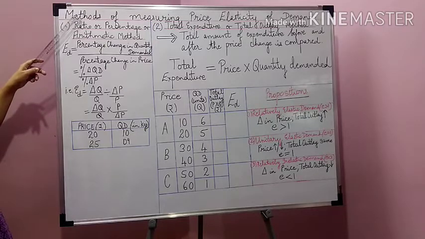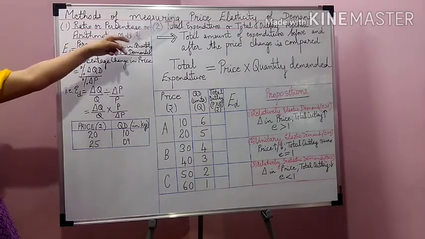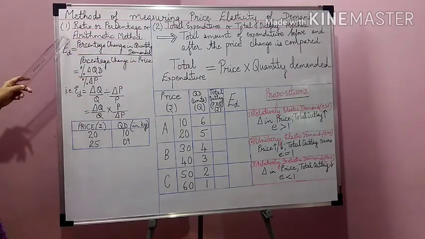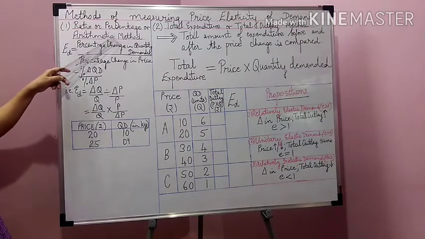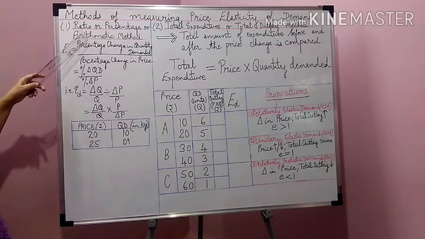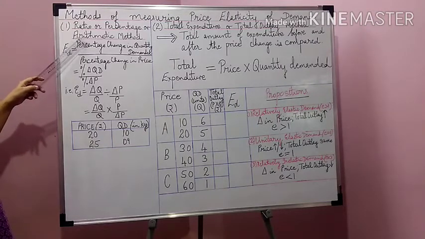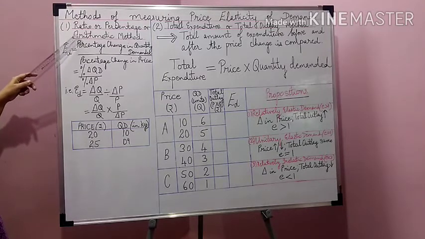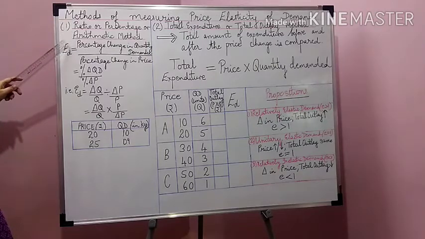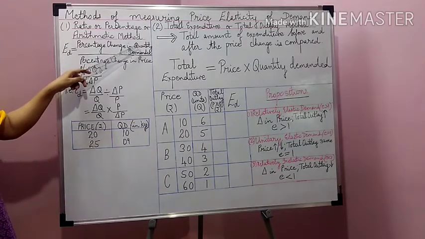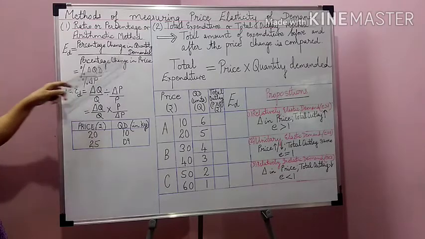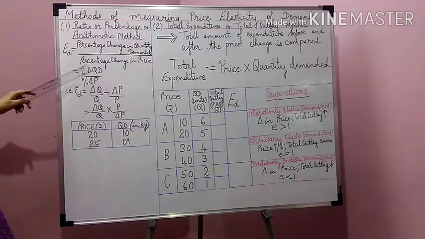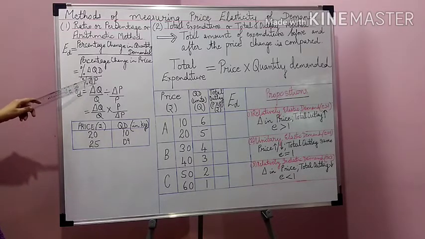There are 3 important methods of measuring elasticity of demand. First, ratio or percentage or arithmetic method. This method has been developed by Professor Alfred Marshall. According to him, elasticity of demand refers to a percentage change in quantity demanded divided by percentage change in price. That is, percentage change in quantity demanded upon percentage change in price of a commodity.